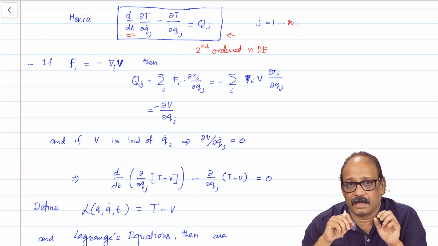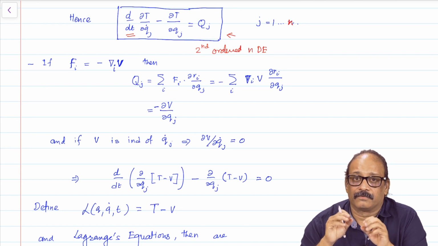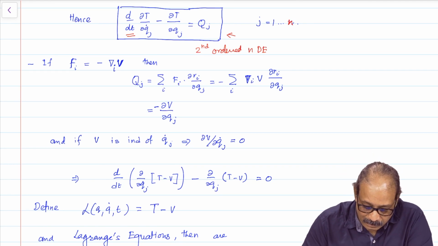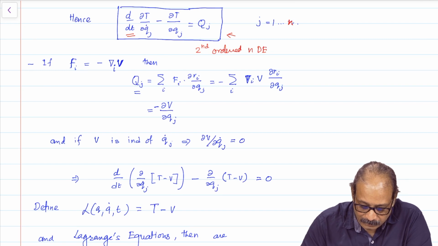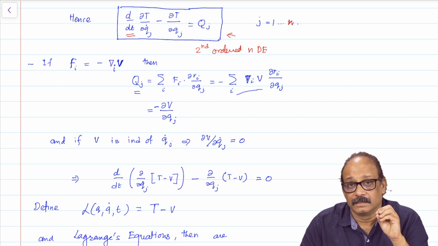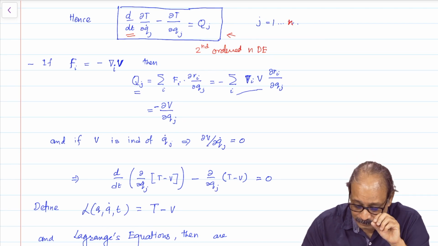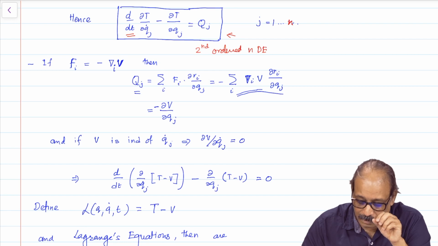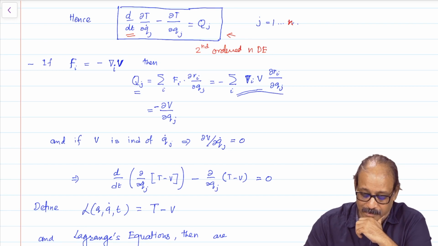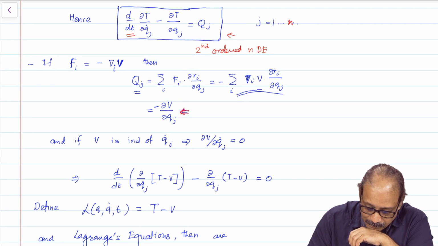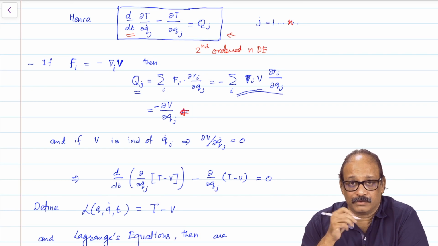So, if our forces can be derived from some scalar potential by using this process, then I can calculate Qj immediately. Qj will be equal to minus grad of V_i. Remember, grad is with respect to x_i, y_i, z_i, into del r_i by del q_j. But by chain rule, we immediately know that this is exactly equal to minus del V by del q_j.